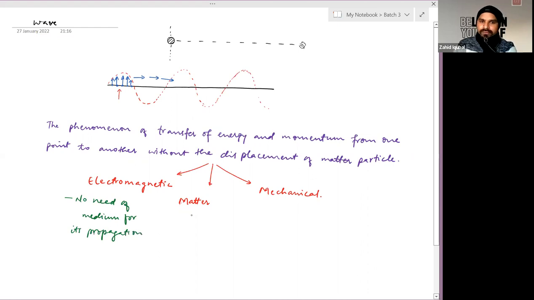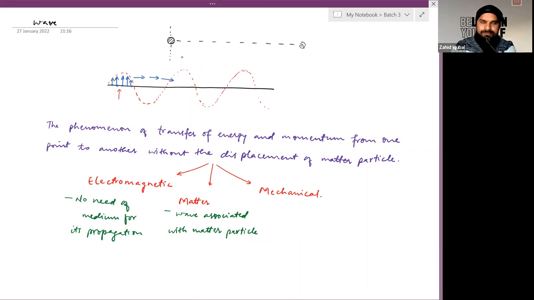Matter wave is a wave associated with matter particles such as electron, proton, deuteron, which is defined by the de Broglie hypothesis. You must have learned about it in chapter 2 in chemistry. So matter wave is the wave associated with matter particles, that is electron, proton, neutron.